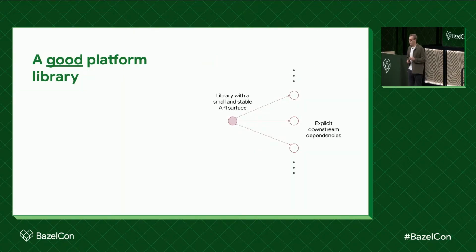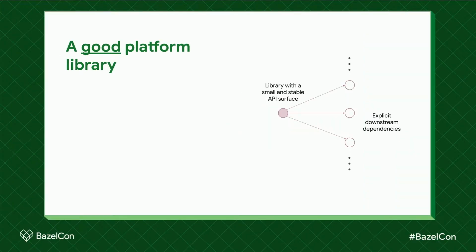So, to illustrate some of these concepts about bottlenecking in our dependency graph, let us first consider what could be a good platform library. In this case, illustrated by the pink circle, we have a library that has a small and stable API surface. And then we have all the explicit downstream dependencies on the right, meaning the consumers of this API. In this case, because of the stable API, any changes that happen to the implementation logic of our library will not affect any of the downstream dependencies.